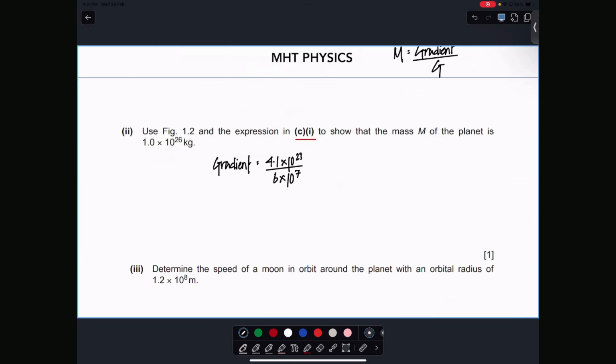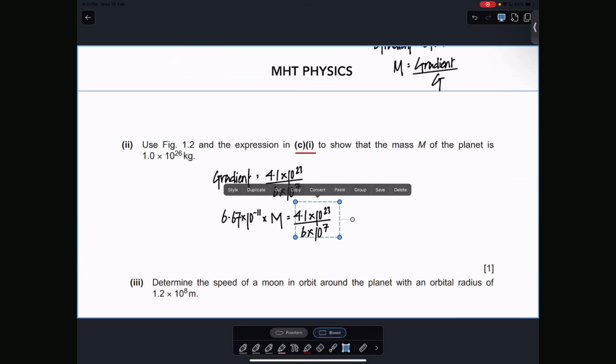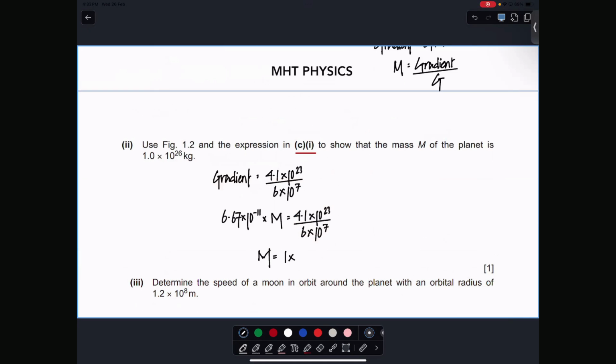That's the gradient, but the gradient gives you what? G m. So G is 6.67 into 10 to the power minus 11 into the mass of whatever we are trying to find equals this gradient that you have here. After doing everything, what does the mass come to? 1 into 10 to the power 26 kilogram.